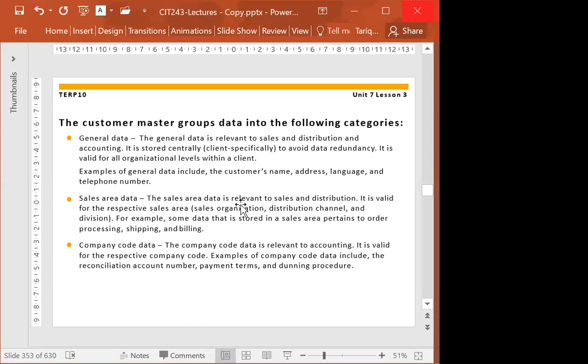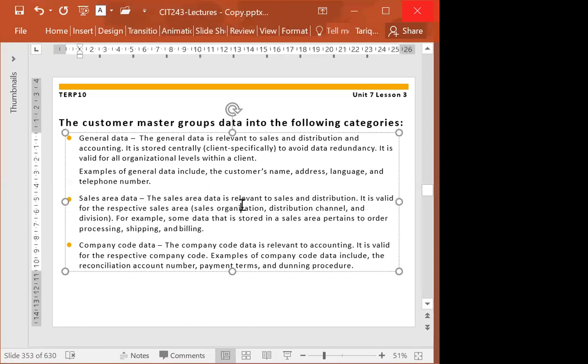One general data, two company code data, and four sales area data, because one company has two sales areas, and another company has two sales areas. So 4 plus 2, 6, and 1, 7. General data is seventh. So we will be creating like that.